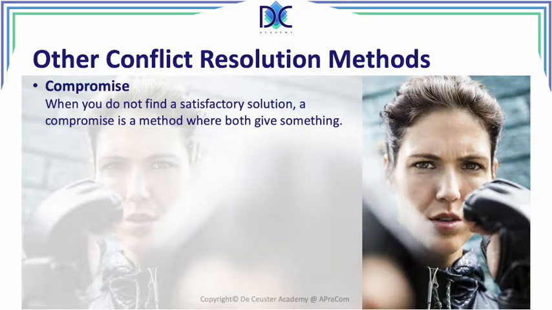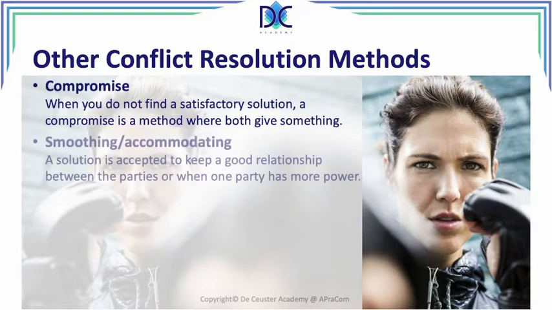We also have smoothing and accommodating. Sometimes it's accepted to keep a good relationship between the parties, or when one party has more power. It's not necessarily a good solution, but it can help you to keep the relationship. You don't, let's say, fight about it. You cannot win, so you have to accept it. You don't win exactly, but you can keep on working on the project and the things may get better.